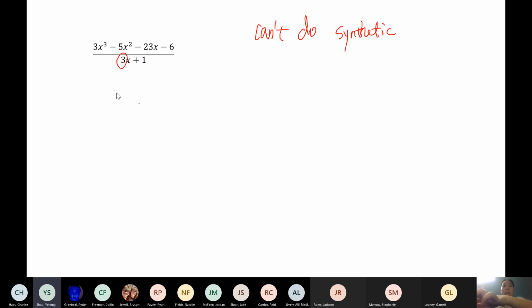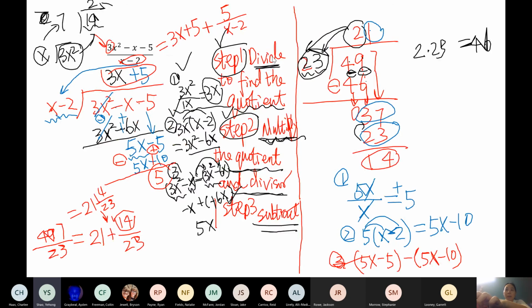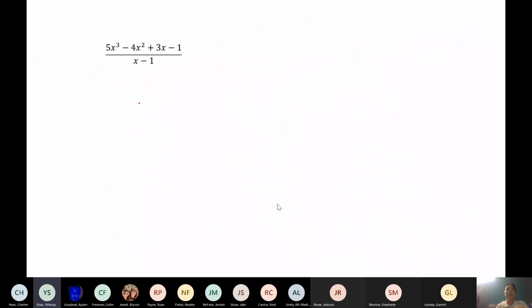Okay, so let's go back to this example here. So remember those 3 processes: pretty much divide, multiply, subtract. Okay, so let's set this up here. 5x cubed, the top goes under the line. The bottom, x minus 1. And this one, you may also use synthetic division if you learned it before, because the number in front of x is 1.